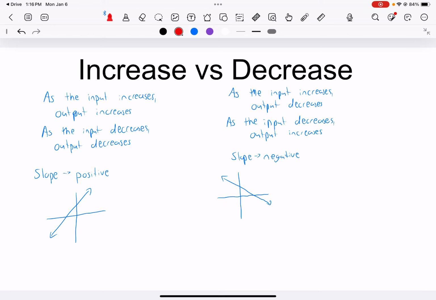A function is remaining constant when the slope is 0. So that means that we're going to have a horizontal line when the slope is remaining constant.